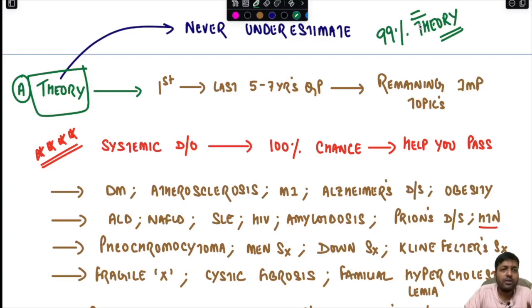So what is the approach? I have always maintained this. First, you have to solve the last 5 to 7 years of question papers of your college or your university. Once you complete these questions, then you go for the remaining important topics.